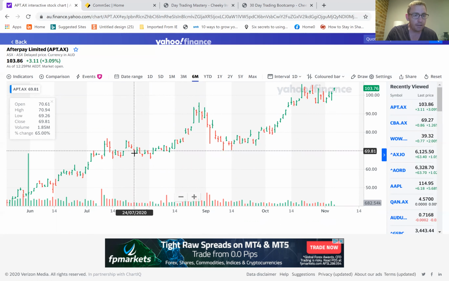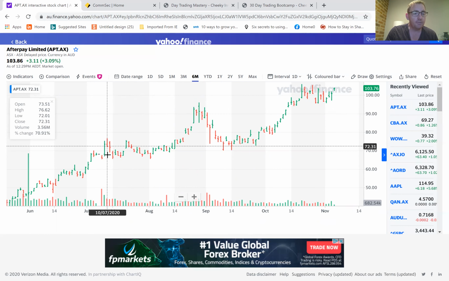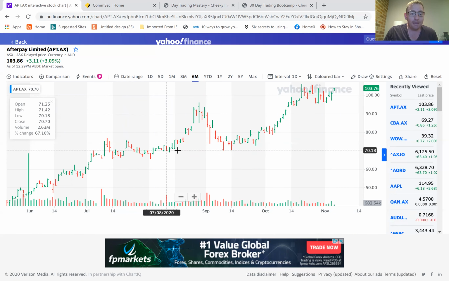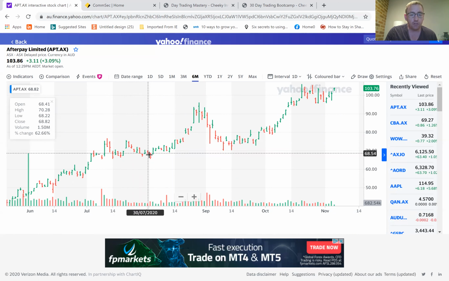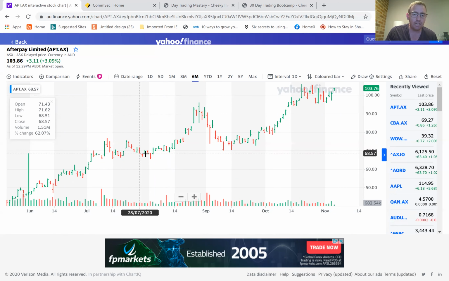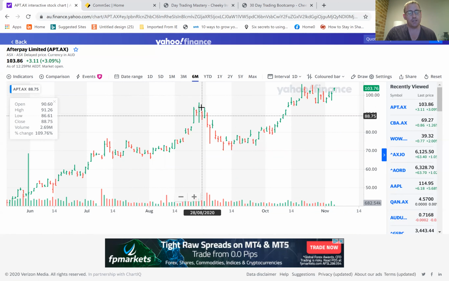So if we have a look at this tiny bar here and look on the left, it opened at $70.61 and closed at $69.81. It's not a big difference compared to this bigger bar, which opened at 68 and closed at 73. Quite a phenomenal difference in that pricing. So if we're new to trading, we generally want to play in these smaller bars where there's less fluctuation, because what this means is it's consolidating and people in the market are getting their information together, analyzing the stock before it generally breaks out again.